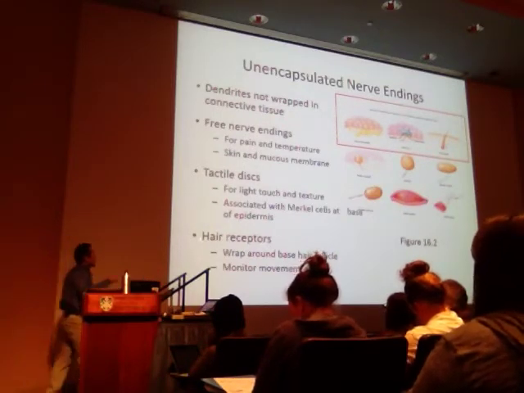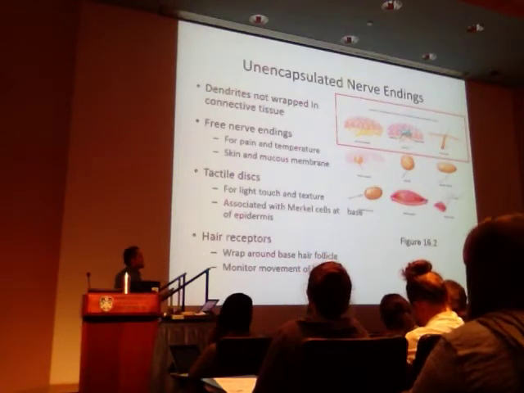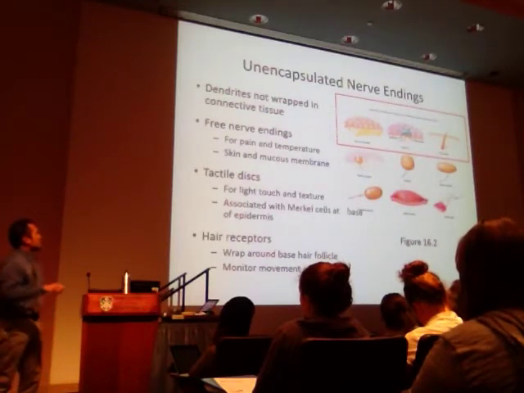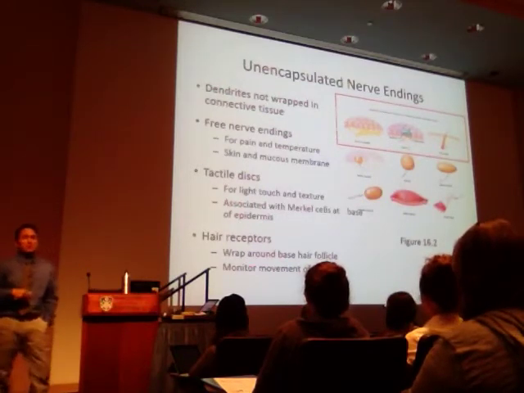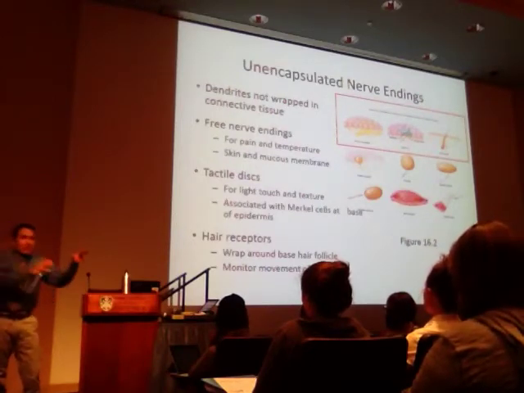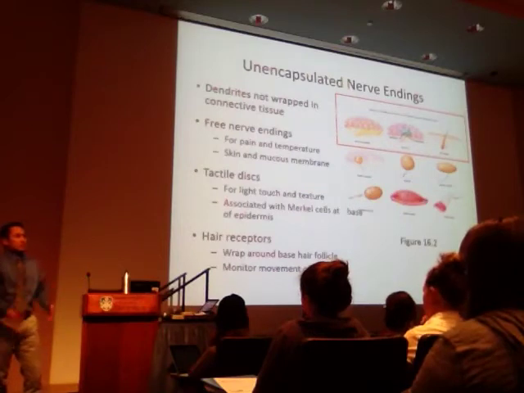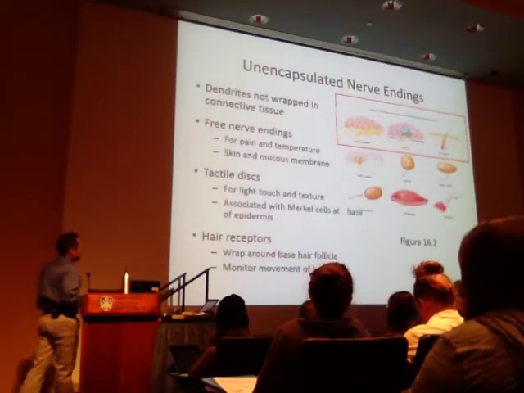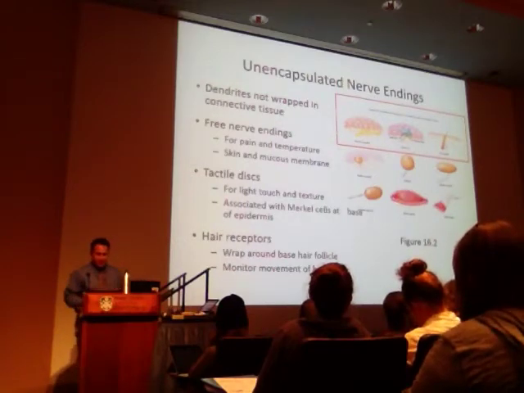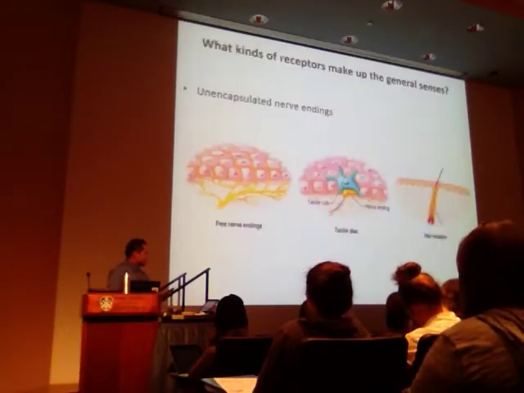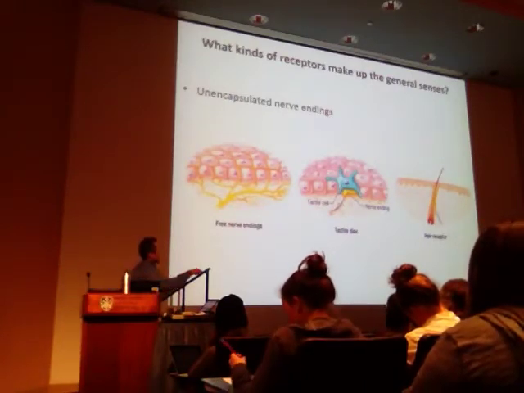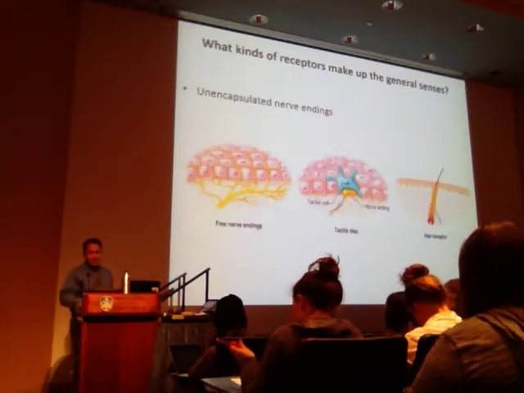For example, like what happens within the hair. The hair on your arms are connected to an unencapsulated nerve ending that gives you information about sensation on your arm. As the hair bends or deflects down, it triggers that unencapsulated nerve ending to give you information about what's going on in your outside environment. Now, we'll look at these specifics. So free nerve endings, tactile discs, and hair receptors. Those are the three types of unencapsulated.